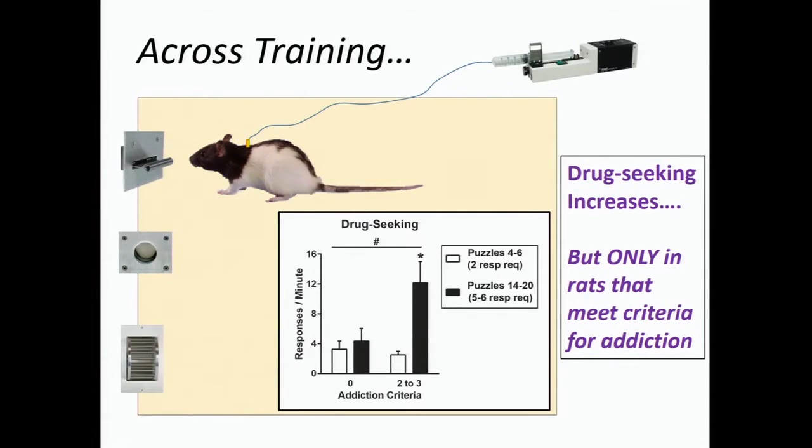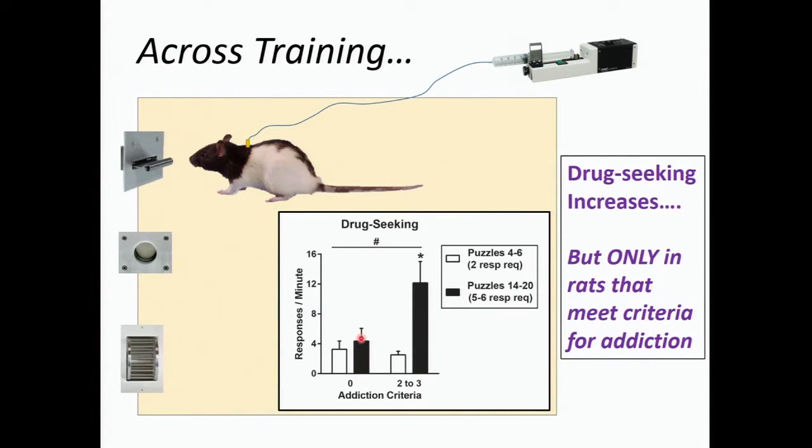So the first thing I want to show you is what the rats are doing on the puzzle. That's the drug seeking. So again, what you have are the rats that show 0 addiction criteria compared to 2 to 3 criteria. And what I'm comparing is their behavior on the first few puzzles, where only 2 responses were required, compared to the later puzzles, when 5 to 6 responses were required. And because there's a different number of responses required, we're normalizing this to responses per minute.